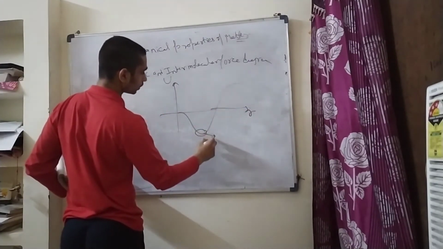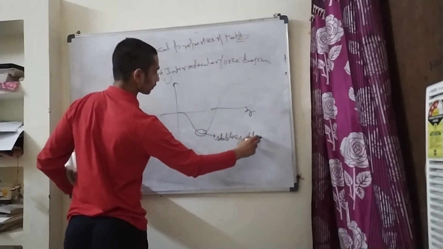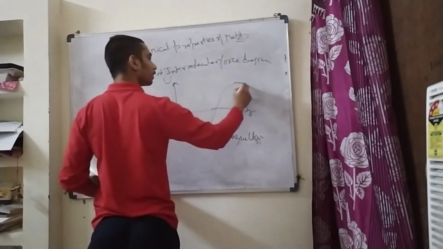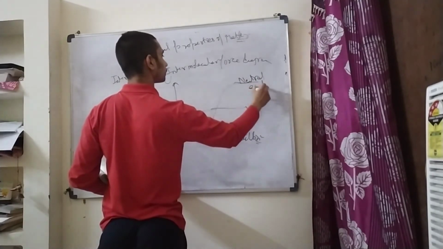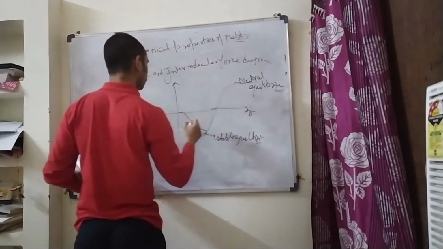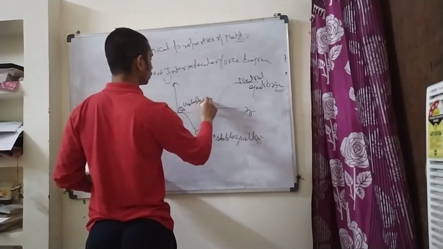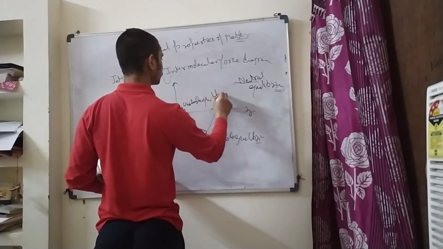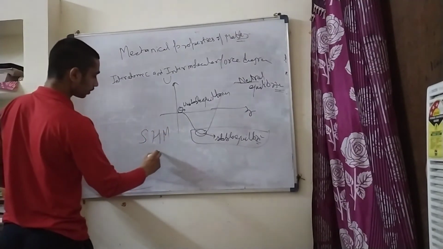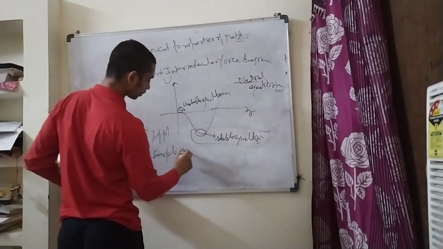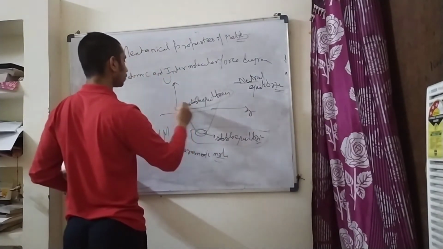So here we are having stable equilibrium, and here what are we having? Here we are having neutral equilibrium, and here we are having unstable equilibrium. So here it will also perform SHM, simple harmonic motion. Here there will be no SHM.